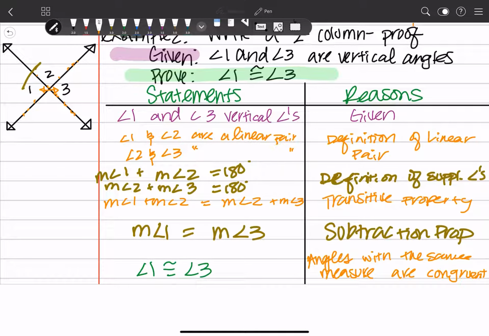All right, so you guys are going to be practicing a little bit more, and you're going to learn more of the postulates and the axioms that we're going to be using for angles and segments. Good luck.